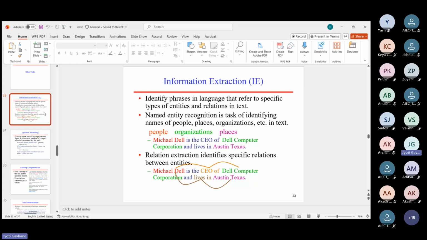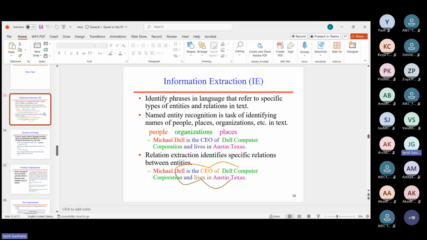You need to understand that every noun is a noun, but that noun belongs to a person, an organization, a place, or a company. The example given is that Michael Dell is the CEO of Dell Computer Corporation. So the first one is the person name, the next is the organization name, and the third is the place: Austin, Texas. So this is a place. Each and every phrase comes under named entity recognition.